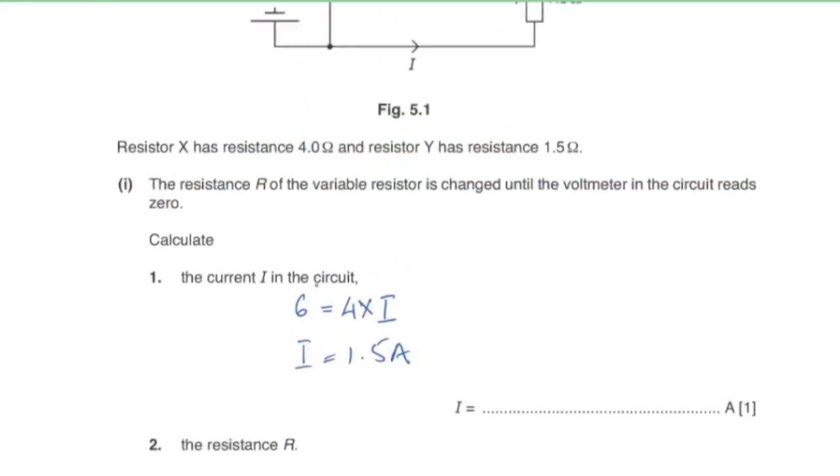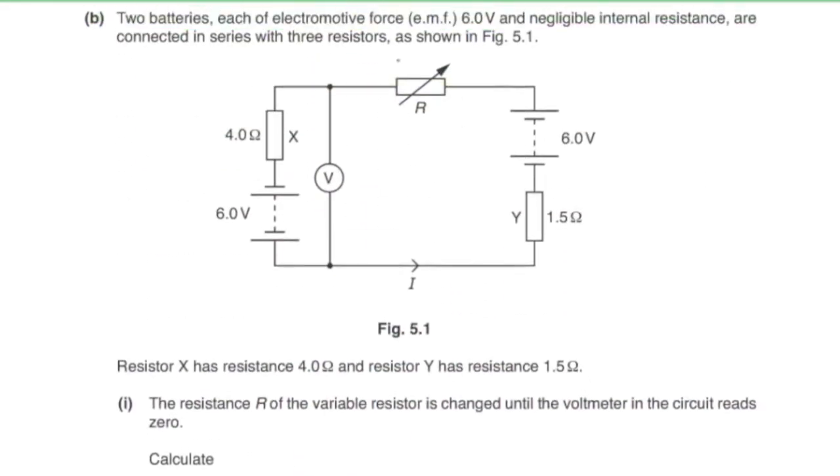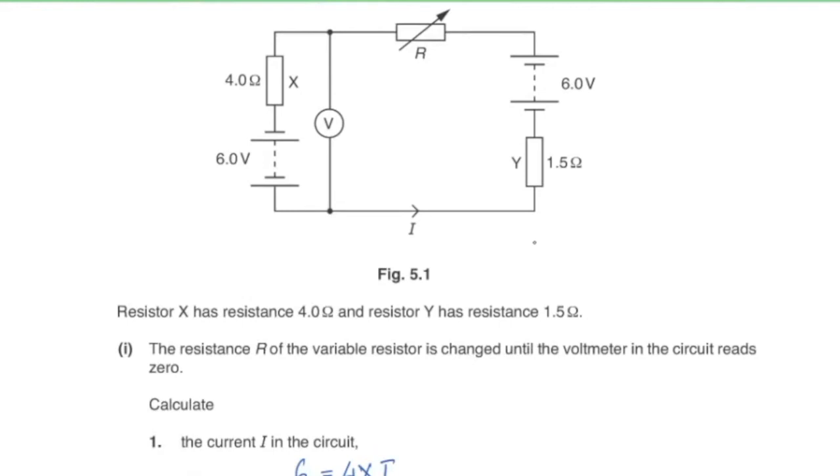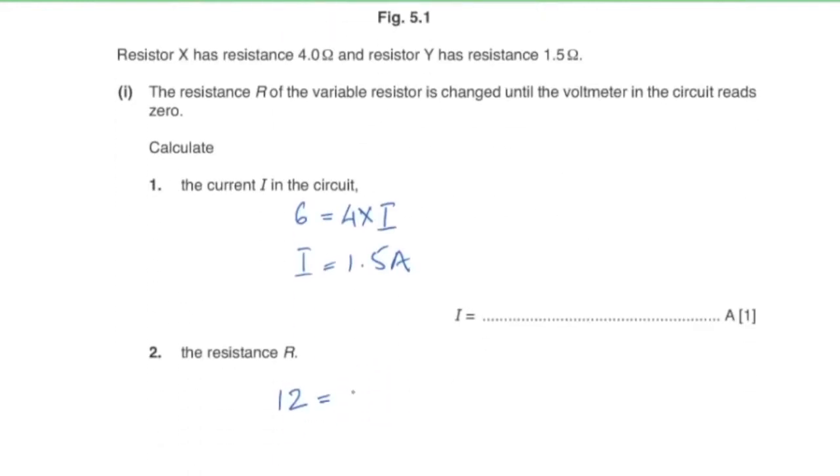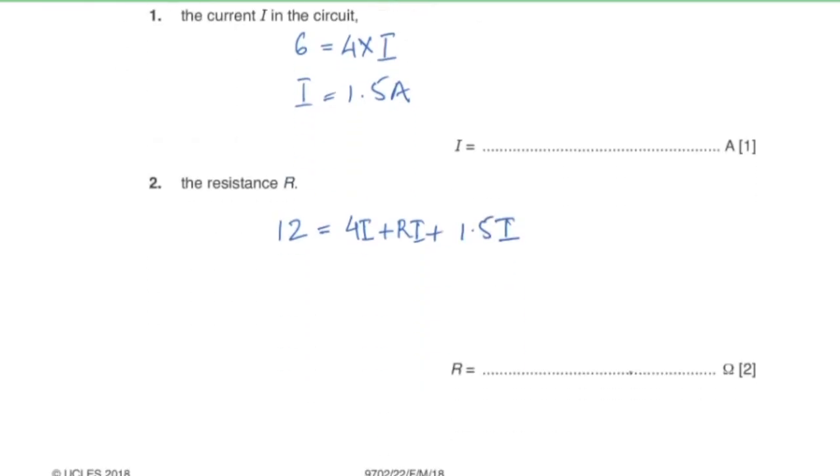So the PD across each component is going to be the PD across resistor X, the PD across resistor R, and the same across resistor Y. So the PD across resistor X is going to be 4 times the current across it, plus resistor R times I, plus 1.5 times the current across it. As we already have the current across each of these components, which is 1.5 amperes, we can calculate the value of resistor R, and that's 2.5 ohms.